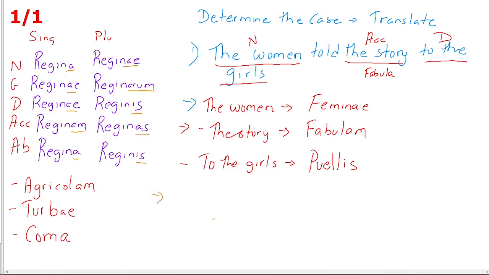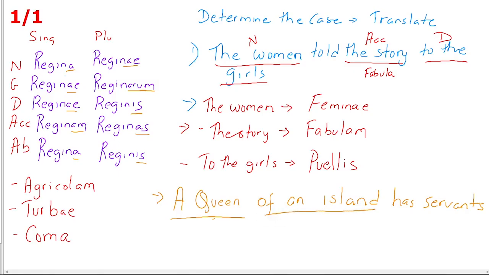So let's take another sentence. A queen of an island has servants. First and foremost, identify the cases. A queen would be which case? Nominative. Then of an island, genitive, has servants.